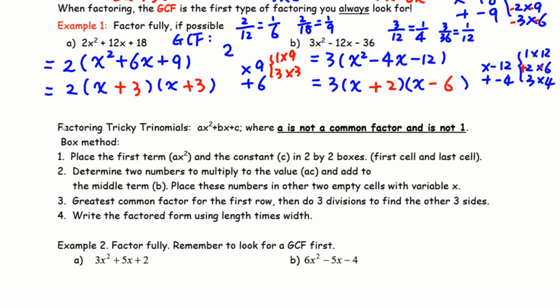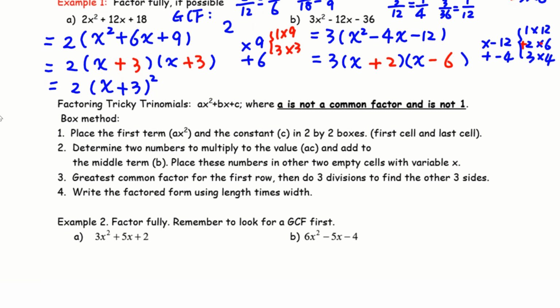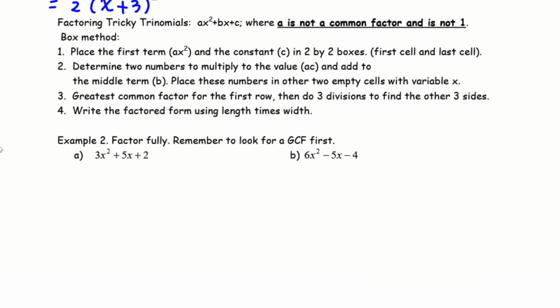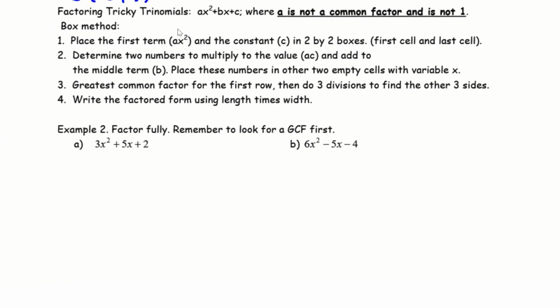Right. And for this one also we could write it as 2 brackets, the base bracket the same. We could write x plus 3, then bracket squared. It means x plus 3 times itself twice. Then after that we are going to see factoring tricky trinomial.